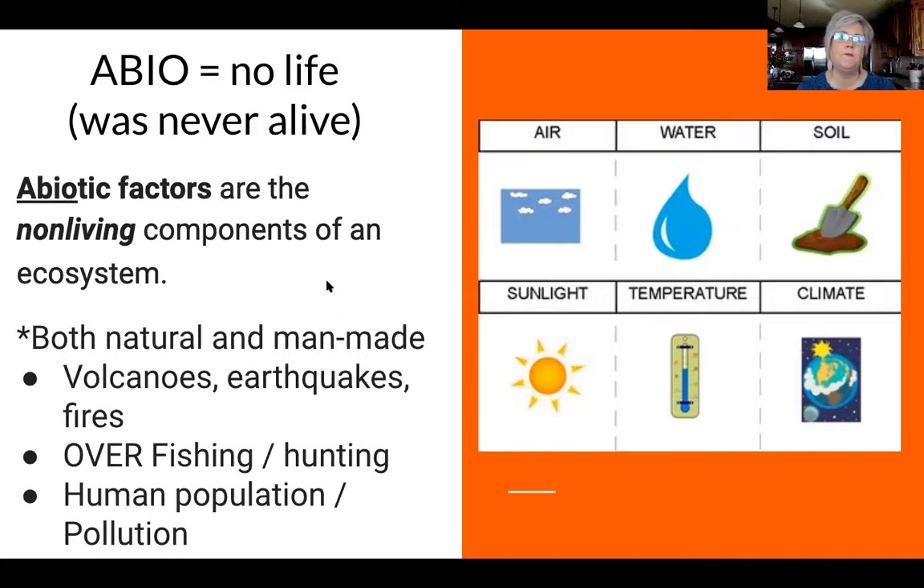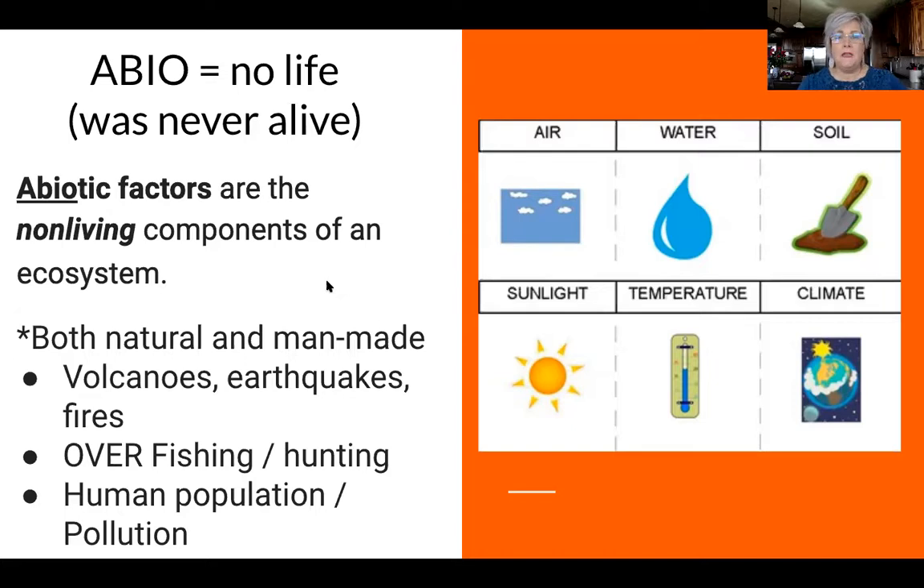For example, think about how a volcano eruption affects the organisms, the living biotic factors, in an ecosystem. What about an earthquake? How about fires? Watching the news, you can see the fires in California when they have their big fires. How does that affect the biotic factors in an ecosystem?